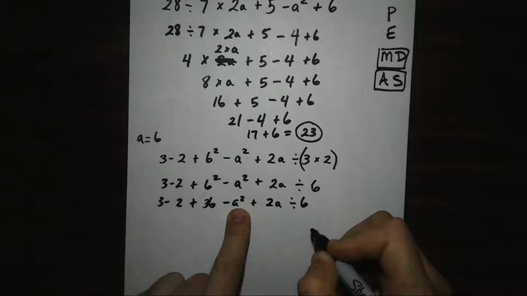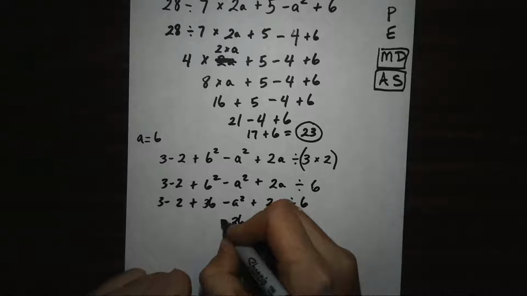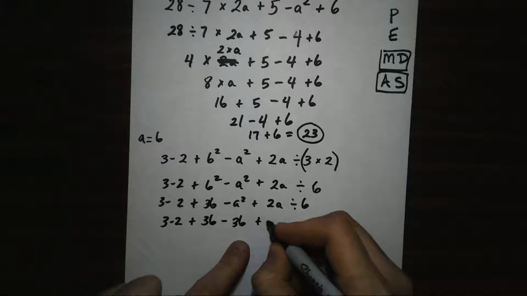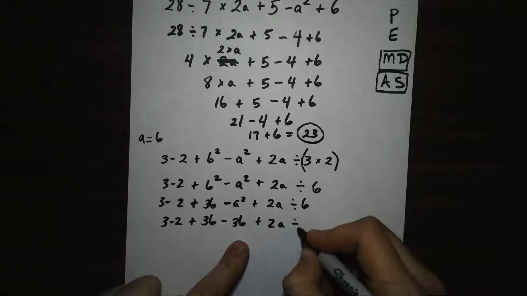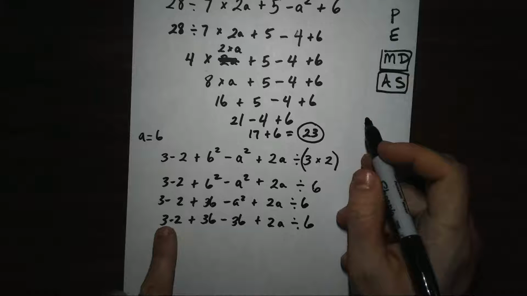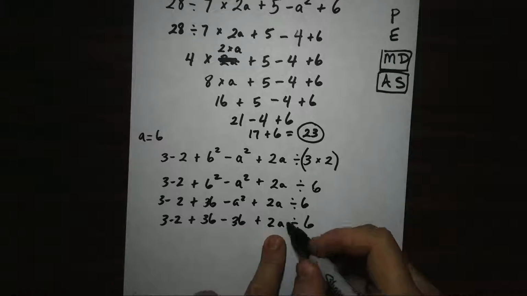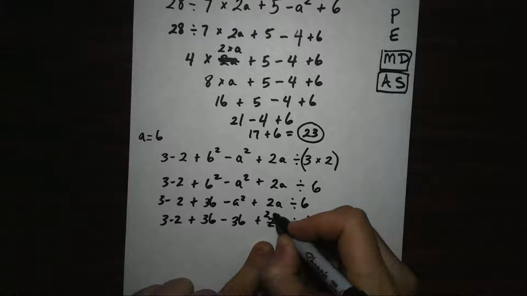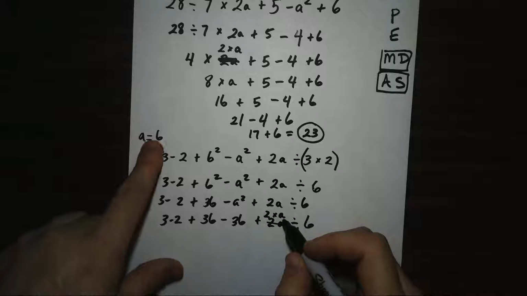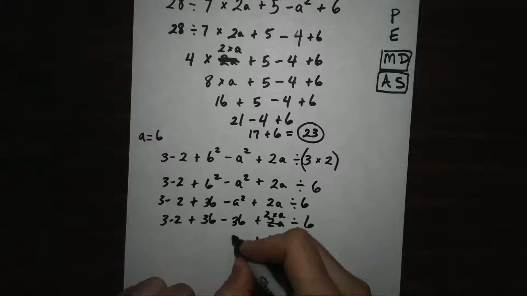I see another exponent, a squared. That would be 6 squared again. So again, another 36. I'm going to rewrite everything. I'm going to look for multiplication and division in order from left to right. And there's one right there. That means 2 times a. So again, I'm going to mark that out and put 2 times a right next to it. 2 times 6 would be 12. Rewrite everything.